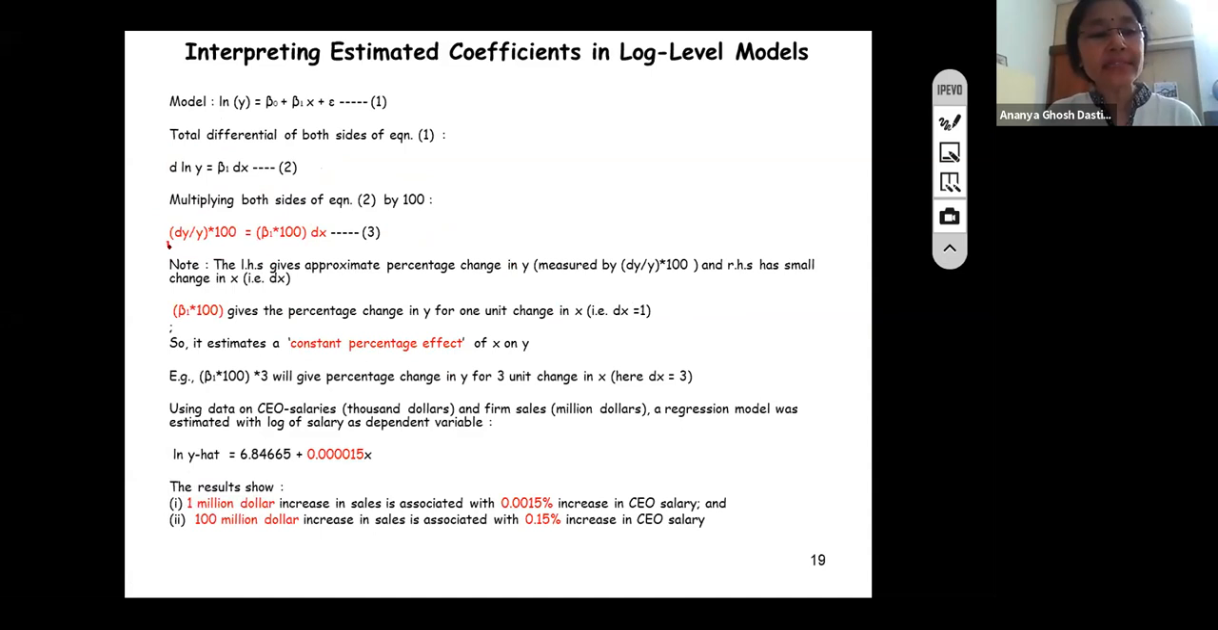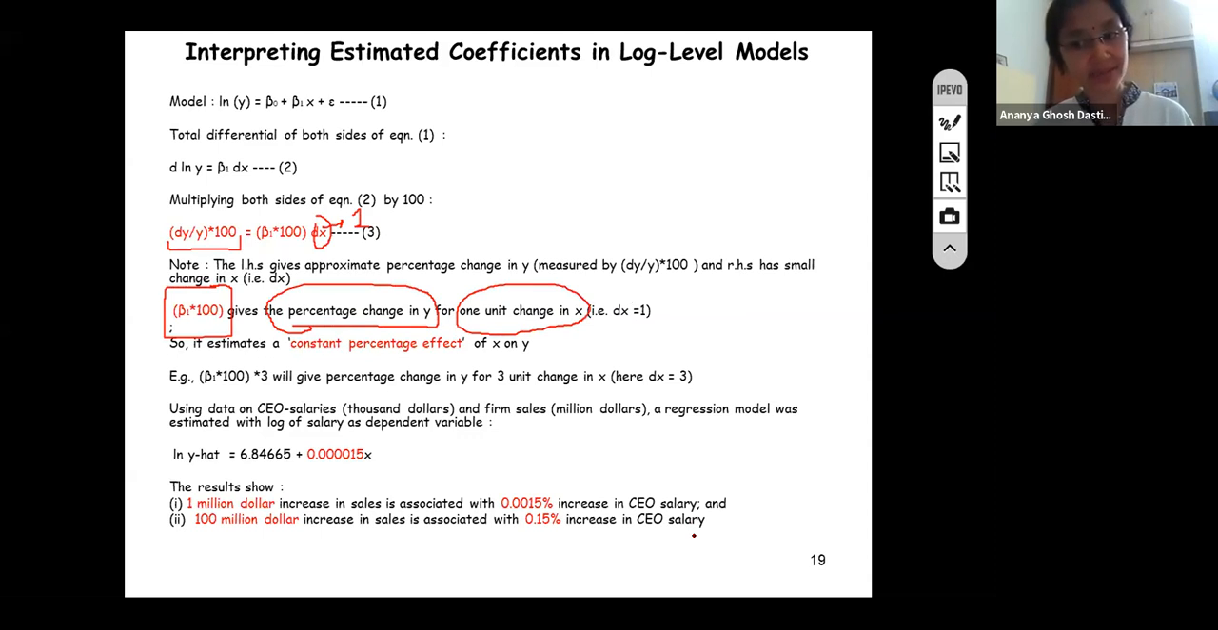We are left with this term, which is an approximate percentage change in y, equal to beta 1 into 100. Why? Because dx is equal to 1. So what does this give you? Beta 1 into 100 is basically the percentage change in y for a unit change in x. Why unit change? Because this is dx. I have not done anything to the explanatory variable.